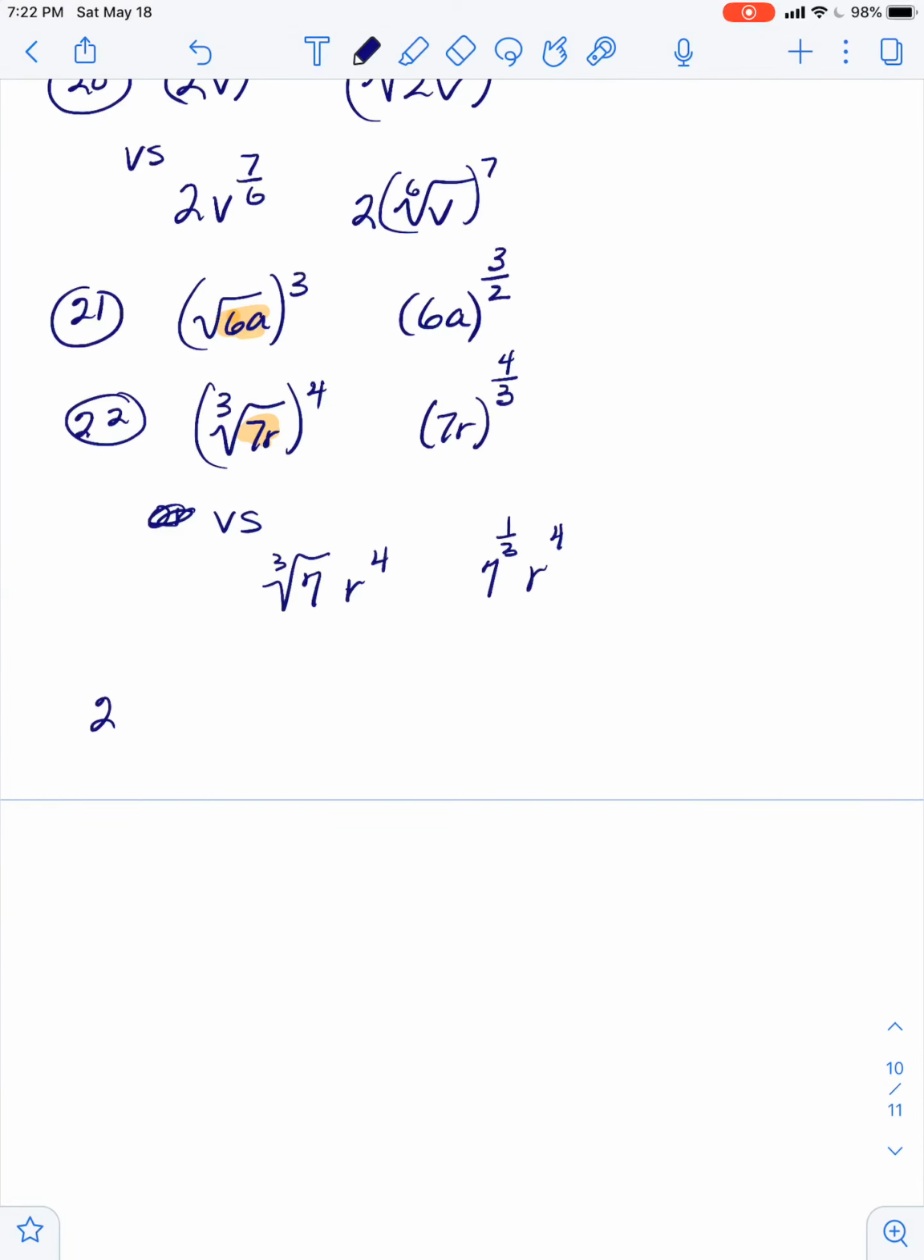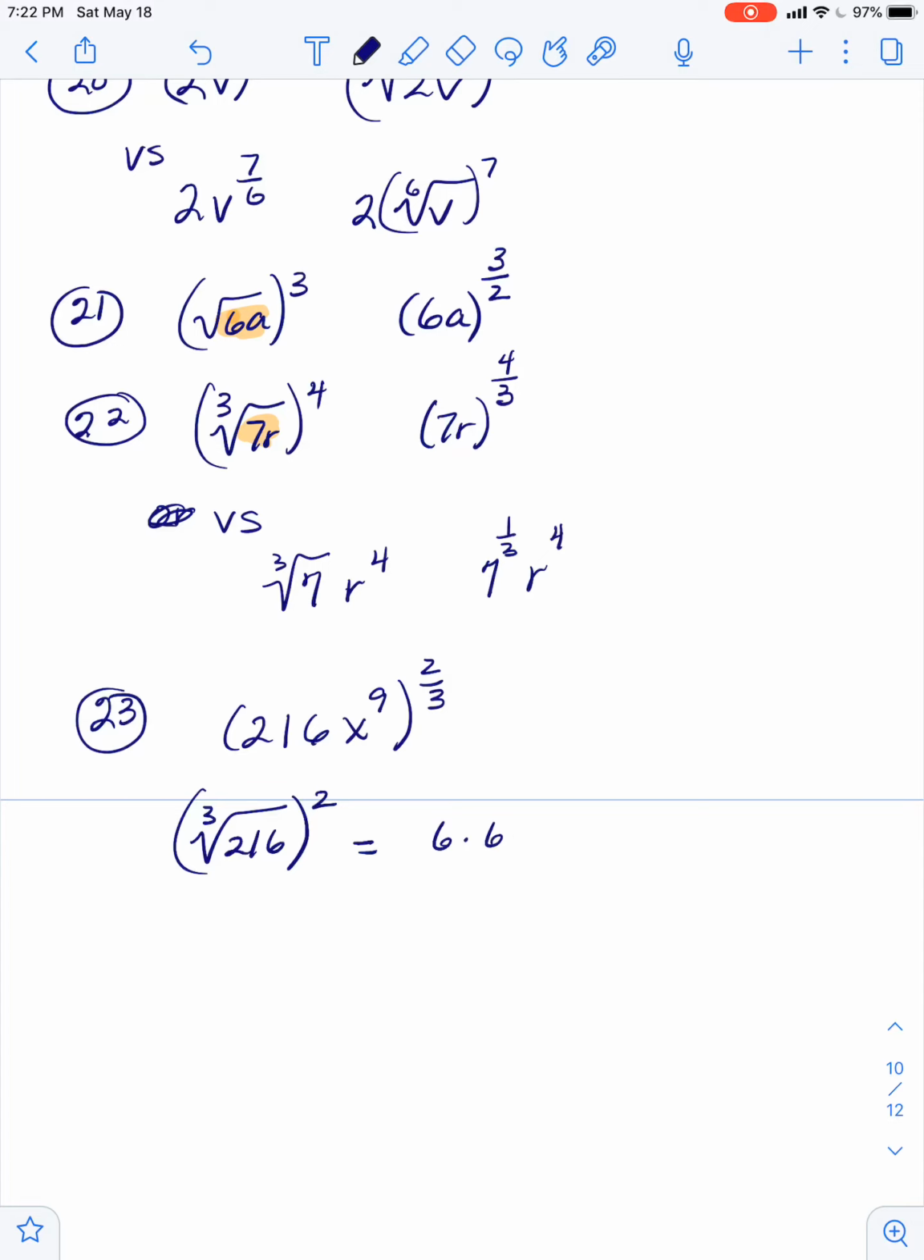Okay, 23 is 216x9, and this one tells you to simplify. In other words, we need to work it all the way out. Okay, so what it is saying is I need the cube root of 216, and then I need to square that. Okay, and guys, 216 is one of those we've done quite a while ago, but it is 6 times 6 times 6. 6 times 6 is 36, times 6 is 216.